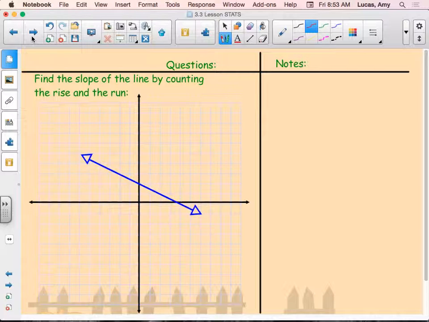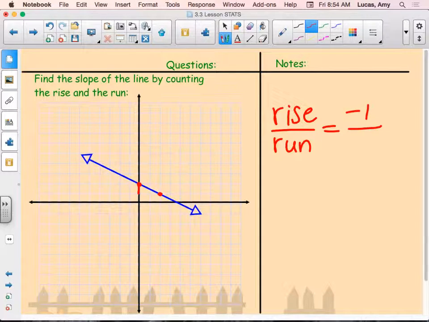Another one like that. This intercept point looks good to me. And I think this point looks good to use. Rise over run. Starting on the left, I go down 1. So negative 1. And then I go over 2. So slope negative 1/2.